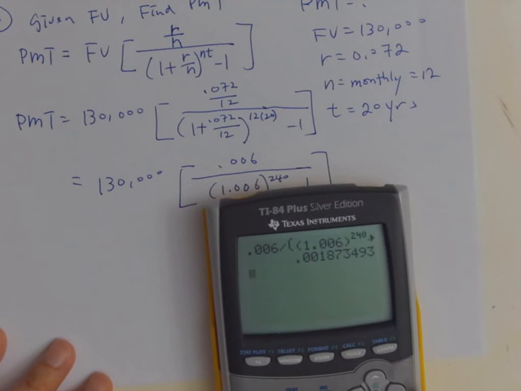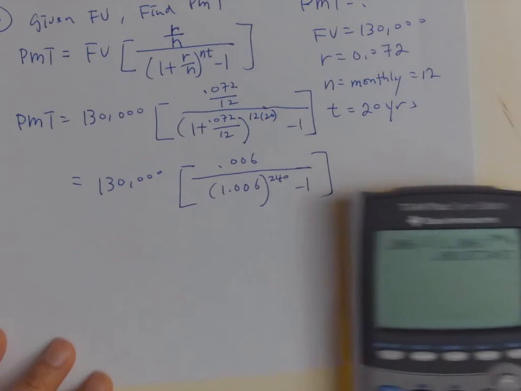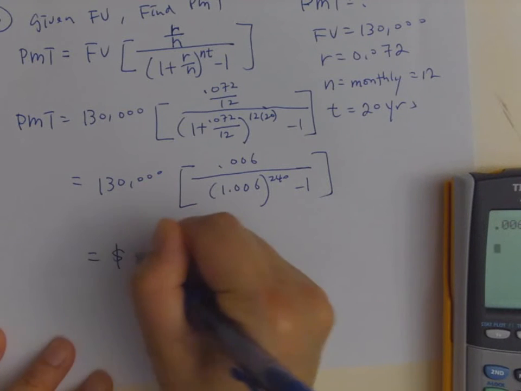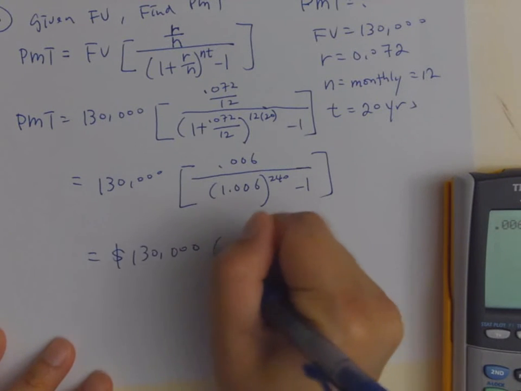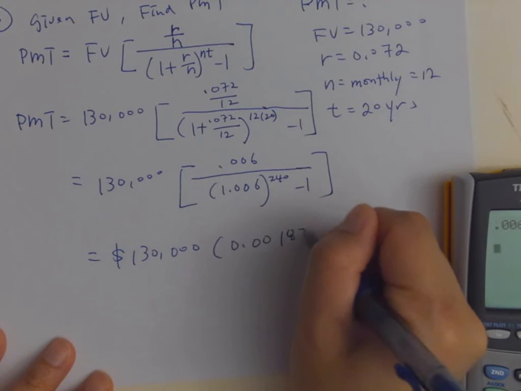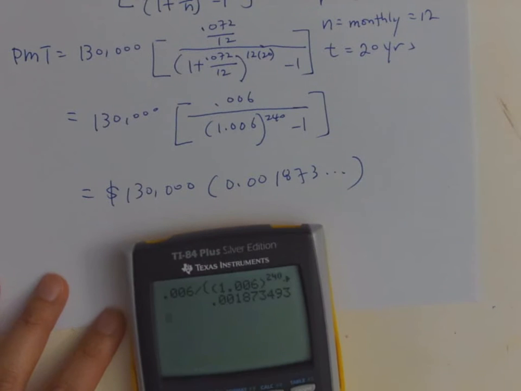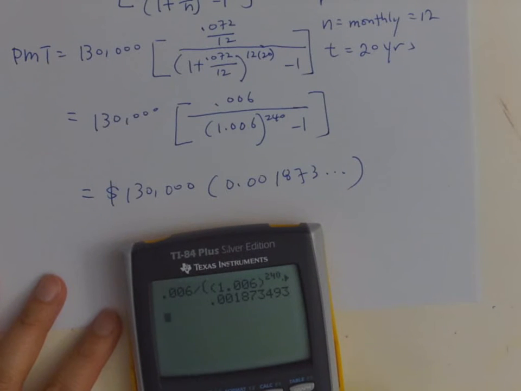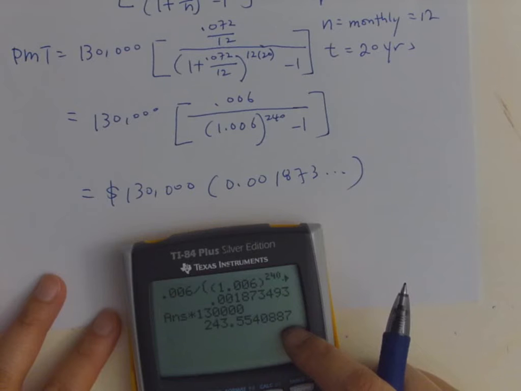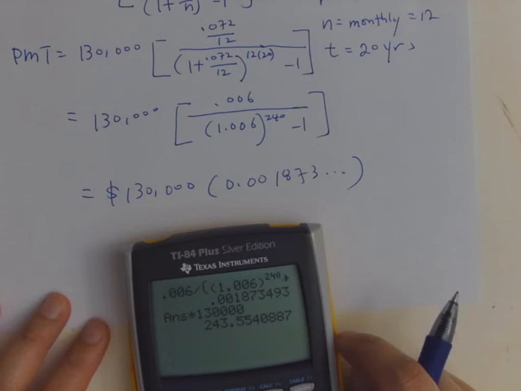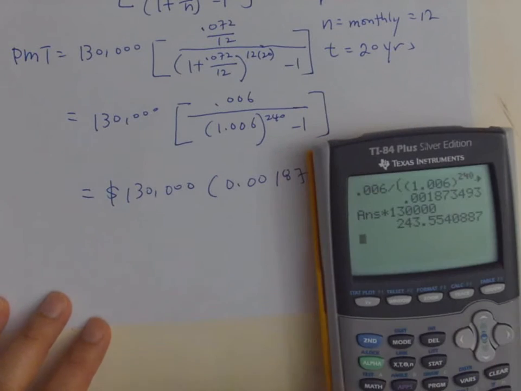So it should be this really long decimal number, so 130,000 times 0.001873 and something, right? I need to leave that number there. Don't round it until the very last step. So I have that on my calculator. I just need to multiply by $130,000. So my payment, instead of $200, I need to pay a little bit more. That's going to be $243.55.